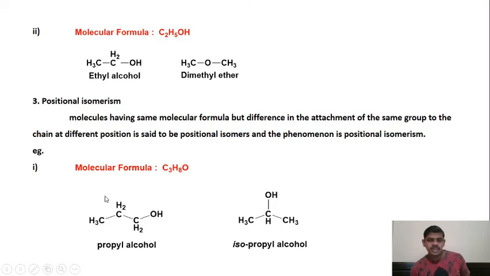So here is the difference in the position of the OH group. Both have the same functional group, that is OH, that is alcohol, but the position of the OH group is different. Here it is attached to a straight chain and here it is attached to the middle carbon of the chain, so this is isopropyl alcohol, and this is the example of positional isomerism. Now the definition: same molecular formula but difference in the attachment of the same group to the chain at different positions, same group at different positions, right?